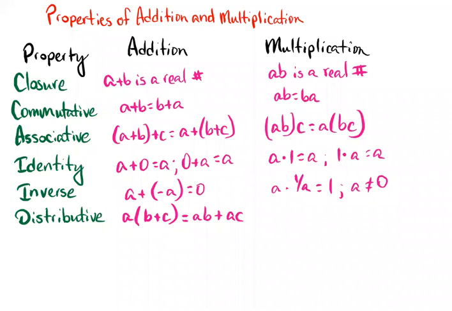cannot equal 0. And finally, the distributive property includes both addition and multiplication, and it tells us that A times the quantity B plus C is equal to AB plus AC.